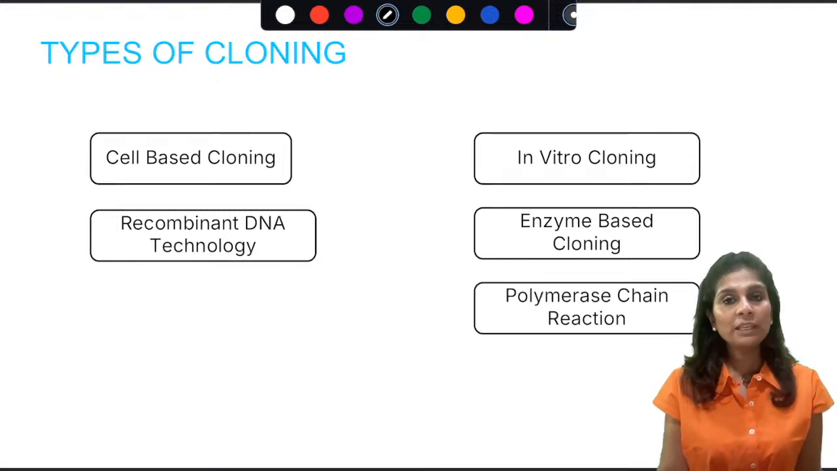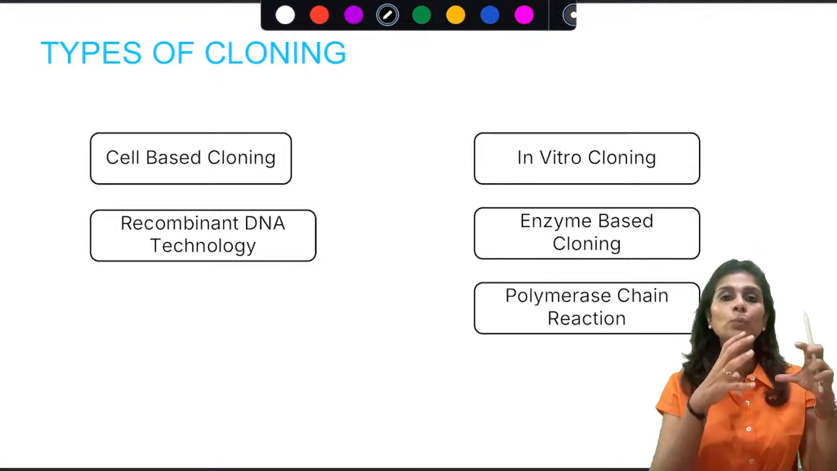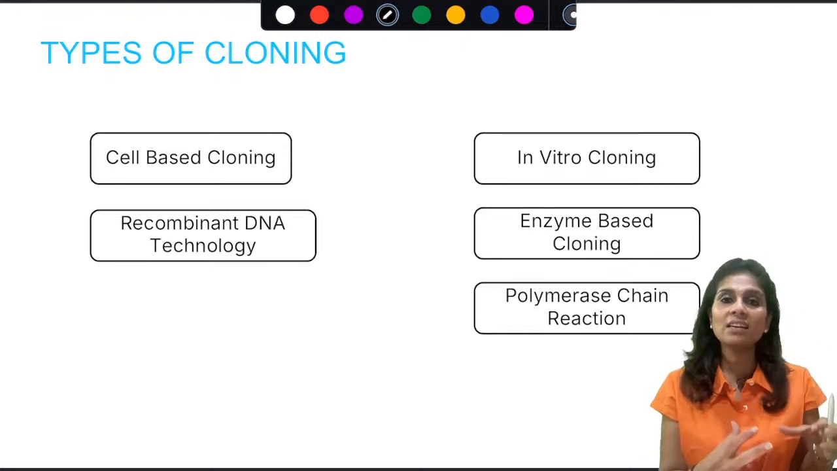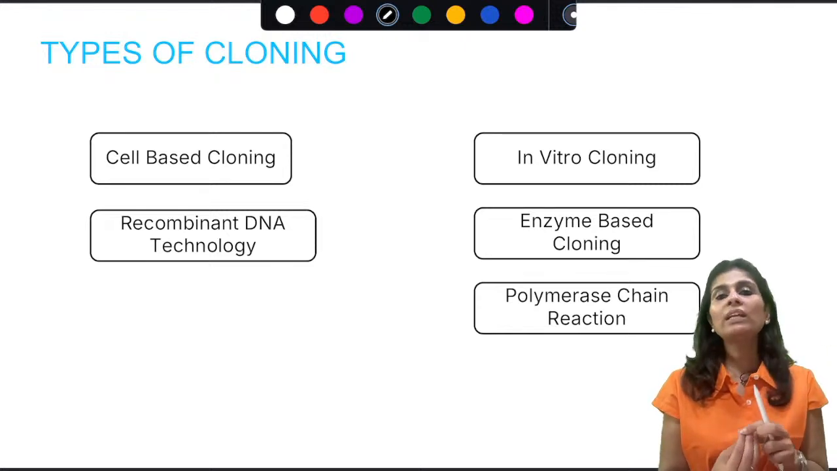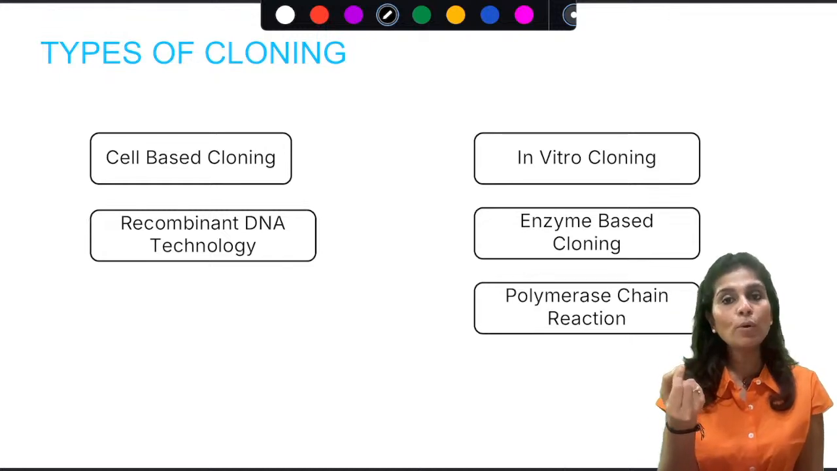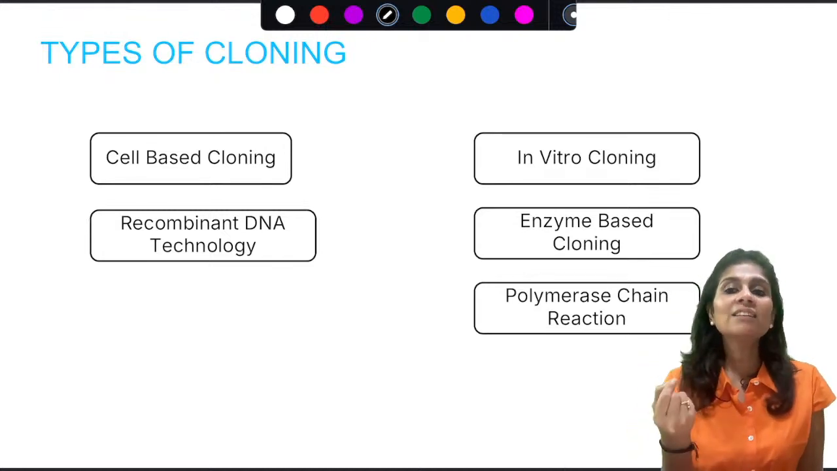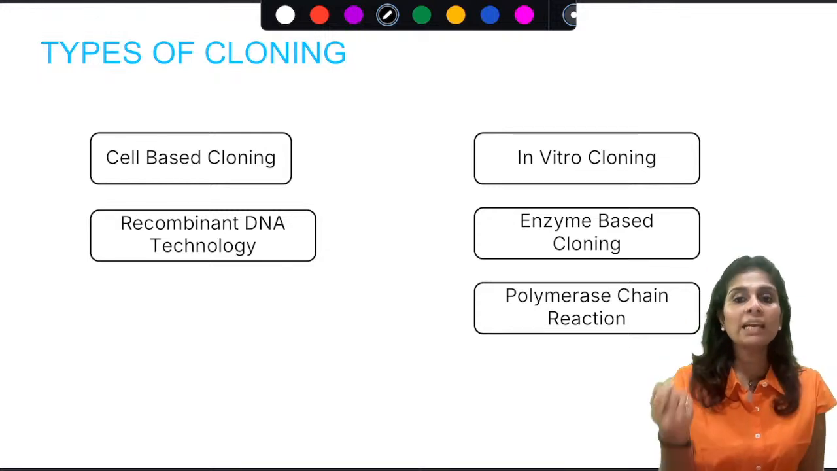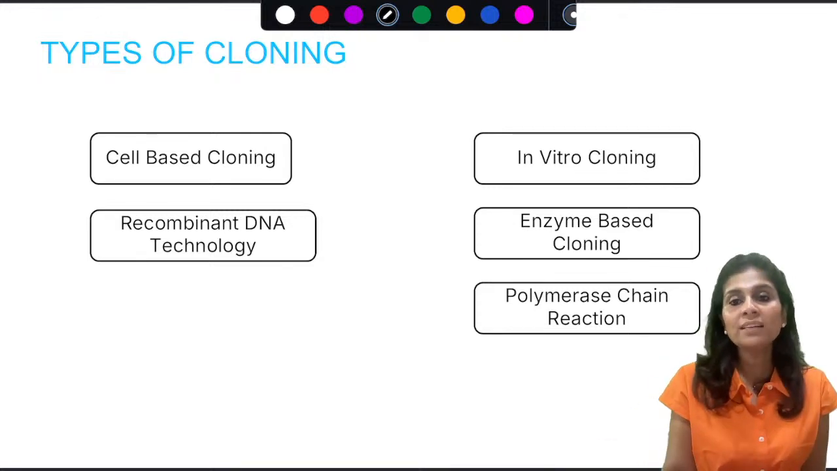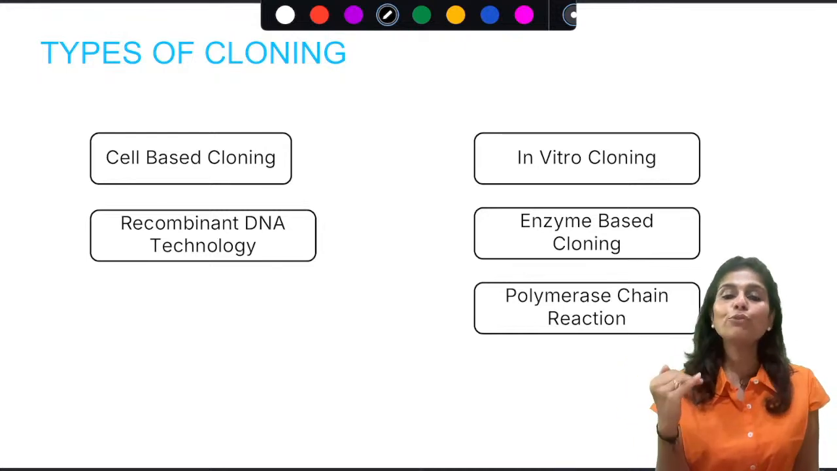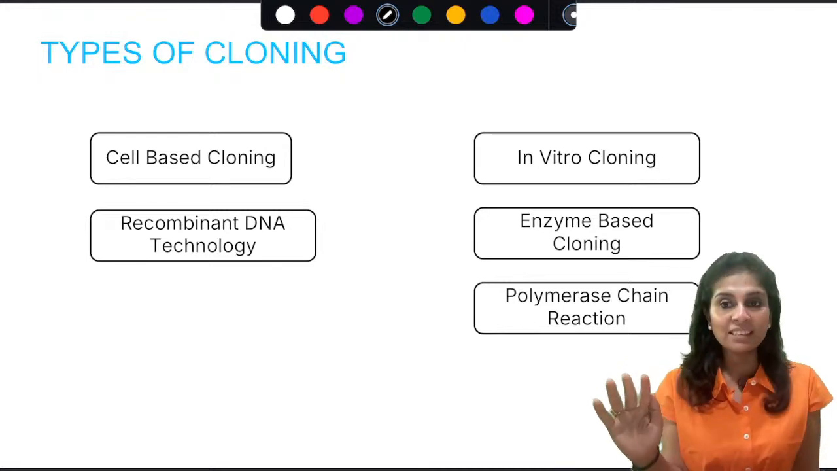So what are the two types of cloning? If cloning is happening within a whole living cell, that's called cell-based cloning or recombinant DNA technology. If cloning is happening in a small test tube or polymerase chain reaction tube, right, PCR tube, then that is called in vitro cloning or enzyme-based cloning, which is polymerase chain reaction. So the purpose of this session is for you to understand all about PCR.